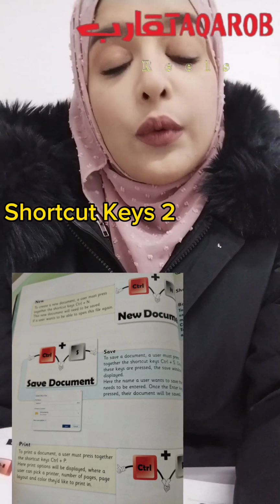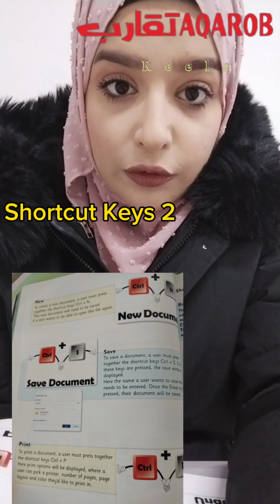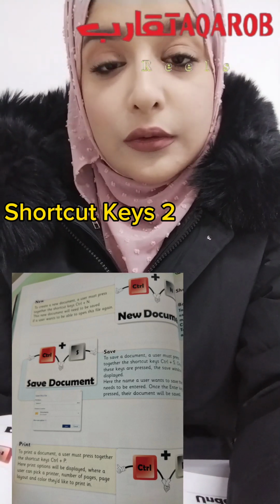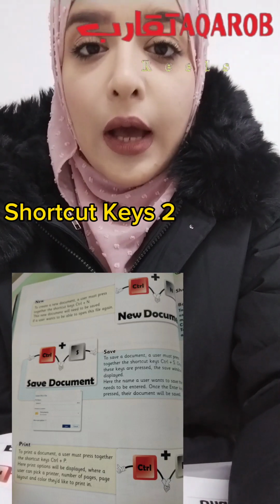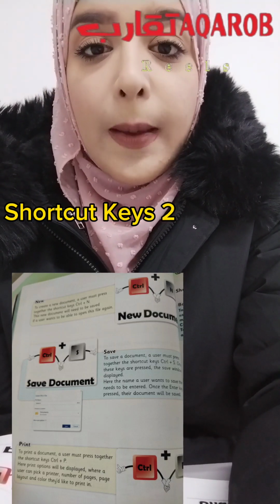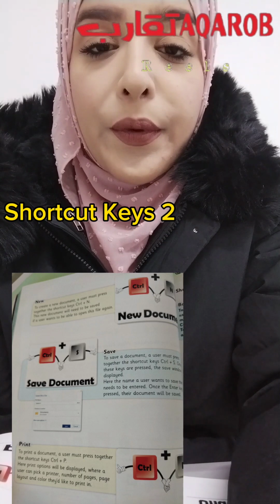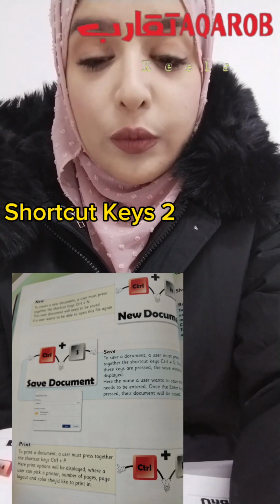Now let's learn how to print my document. I don't want to use the mouse, I only want to use the keyboard. I press Ctrl with P, P for print, to print a document.